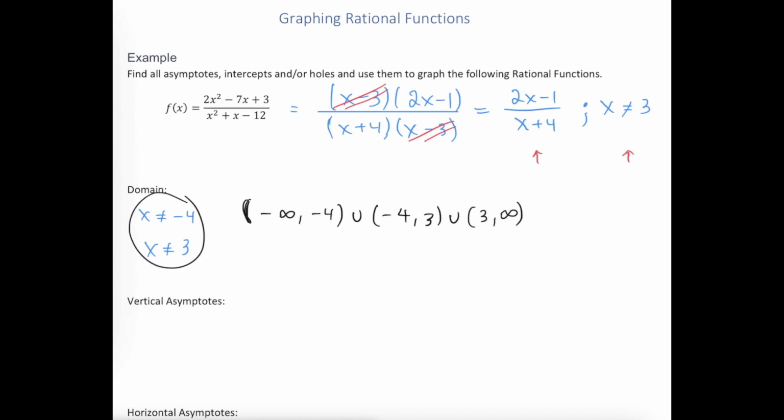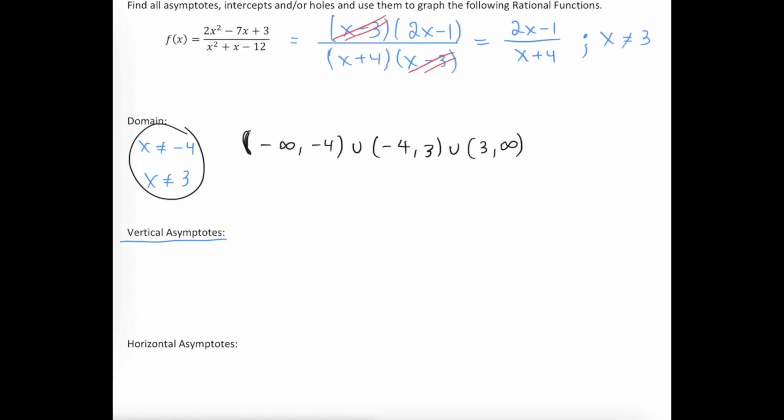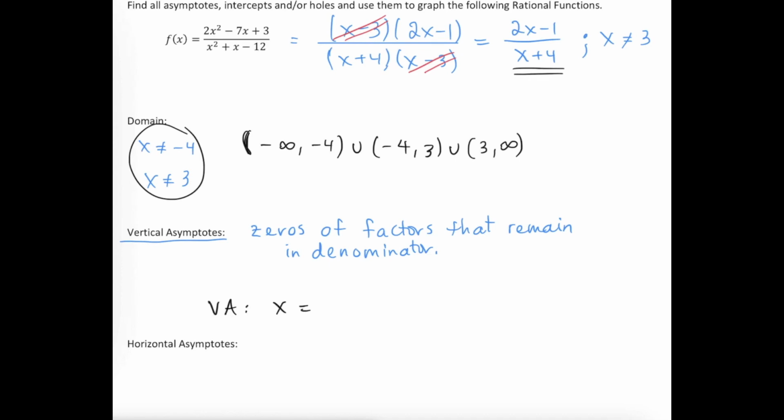Again, both of these are domain restrictions. This one you can still see through the simplify step, and that one had to be brought back since we lost it in the cancel step. The vertical asymptotes occur at the zeros of the factors that remain in the denominator, right? And so the factor that remains in the denominator through the simplify step is the x plus 4. So the vertical asymptote is going to be the vertical line that is negative 4, which is the zero of that factor that remains in the denominator, right? Basically, we cannot cross that vertical line because it's a domain restriction.